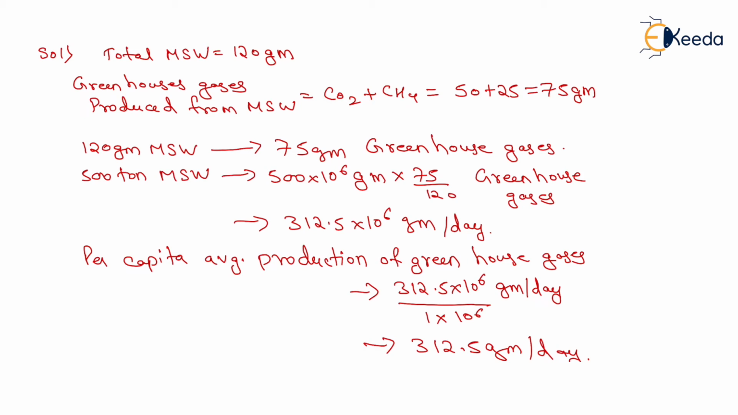Okay, now the per capita average production of greenhouse gases will be 312.5 gram per day. That will be the final answer of this question.